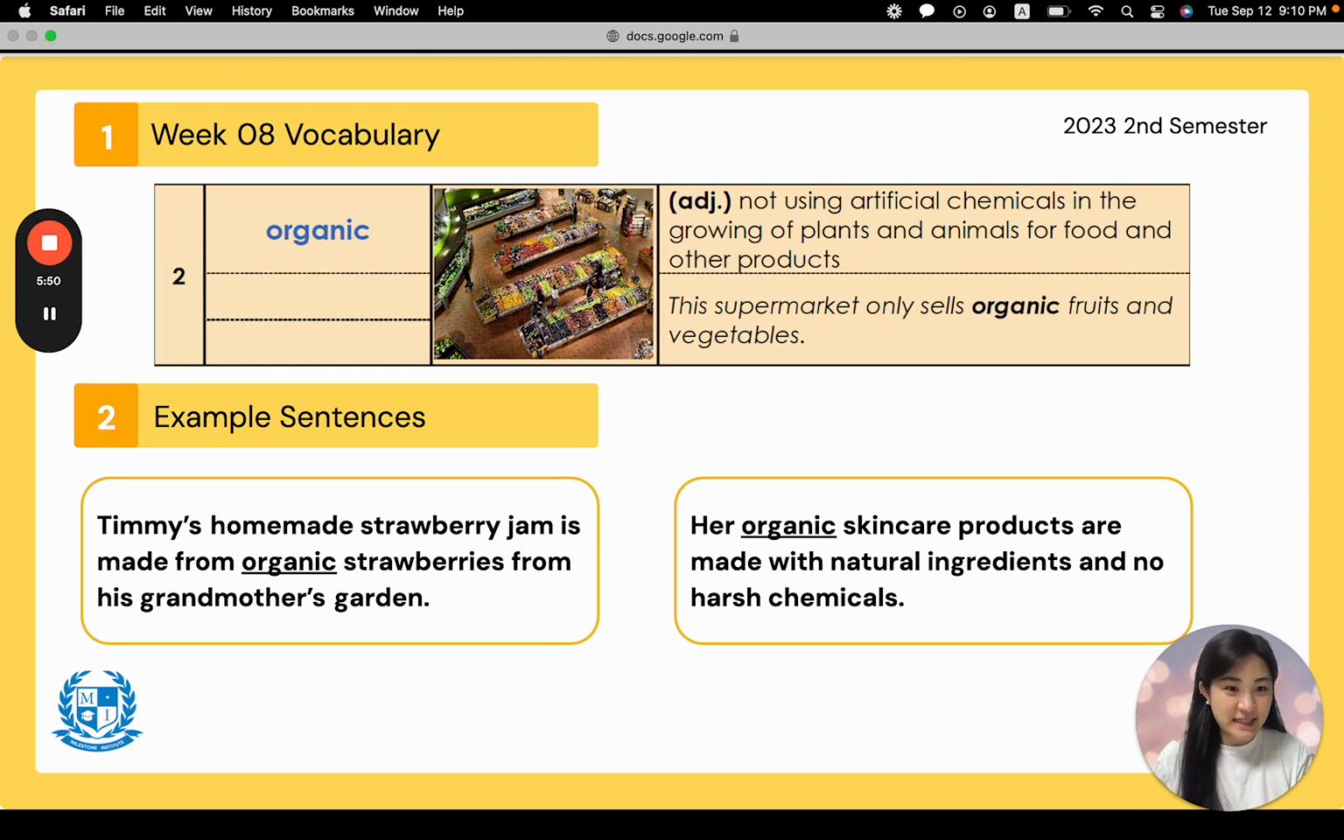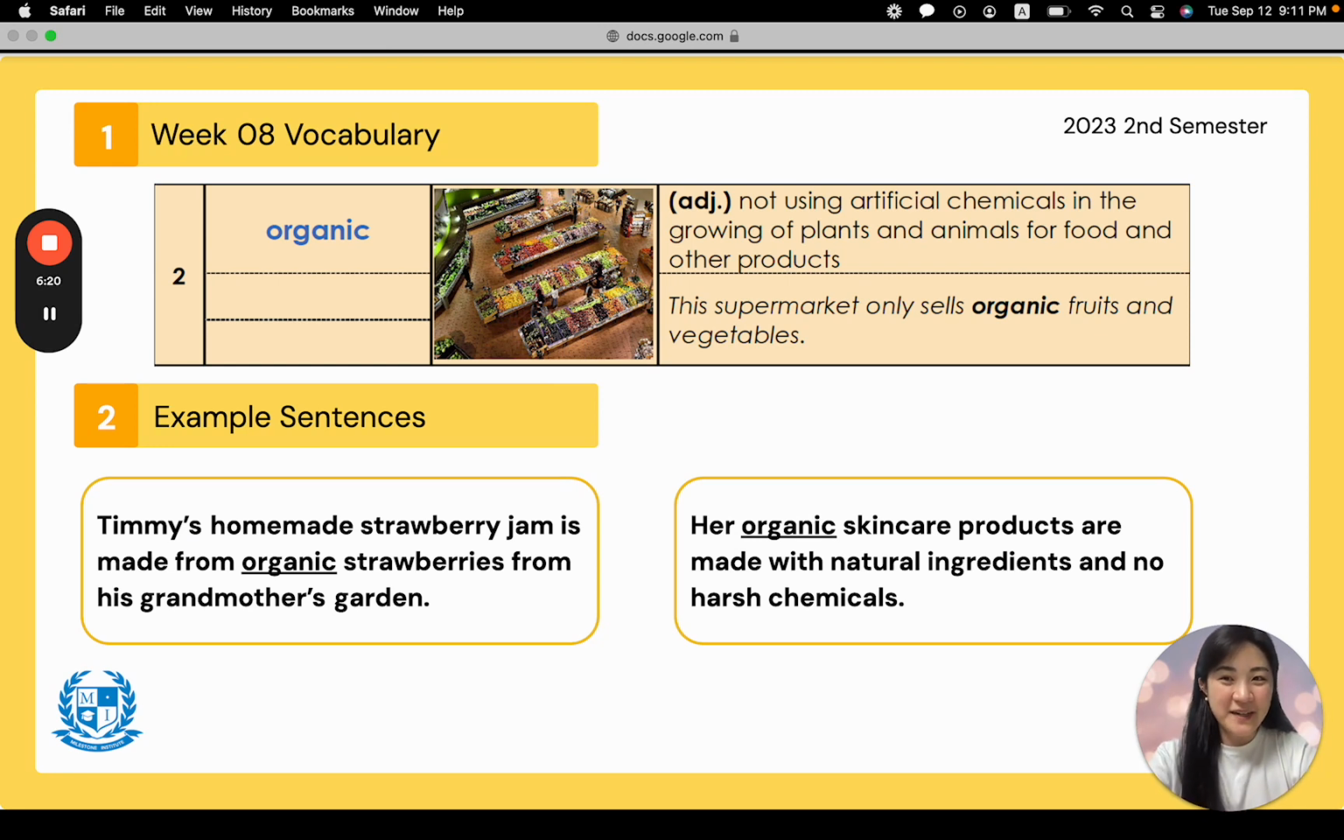Example sentence 2 says, her organic skincare products are made with natural ingredients and no harsh chemicals. So skincare, think about the lotion that you use on your face or the sunscreen that you use. The organic skincare products, so all of the ingredients that are in this lotion are made with natural ingredients and no harsh chemicals. So it's very fresh.